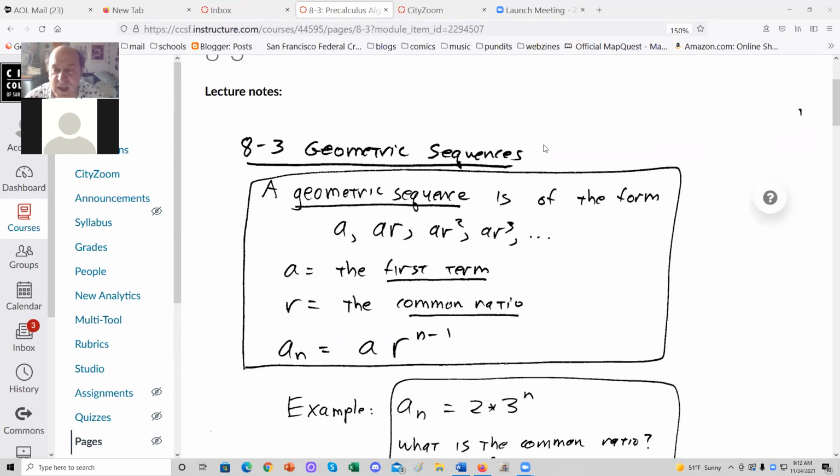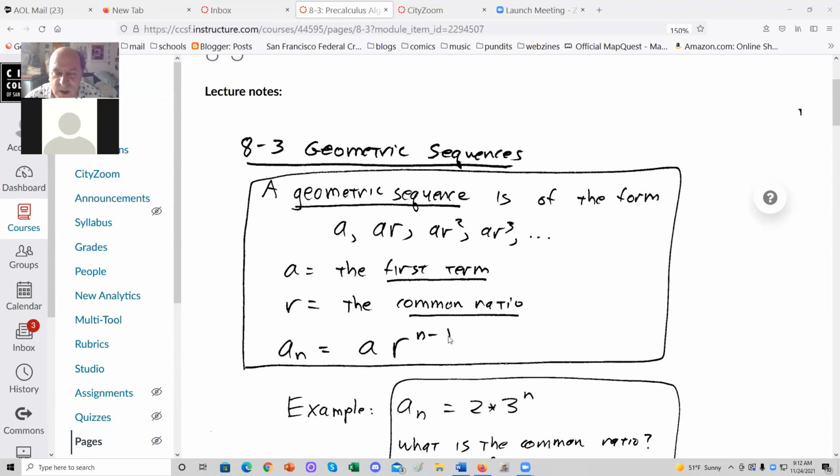Sequences and series. A sequence is like an infinite list, and it goes like this. It starts with a first term a, and each next term is bigger by a factor of r. So it's a, ar, ar squared, ar cubed, and so on. r is the common ratio, a is the first term. The nth term is a times r to the n minus 1.